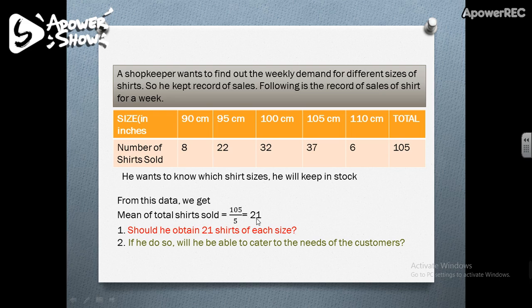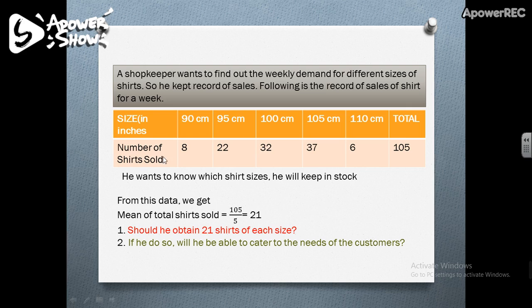Now the question arises, should he obtain 21 shirts of each size? Let us suppose he keeps 21 shirts of each size, that is, he has 21 shirts of size 90 centimeter, 21 shirts of size 95 centimeter, 21 shirts of size 100 centimeter, and so on. In this way, will he be able to cater to the needs of the customers?